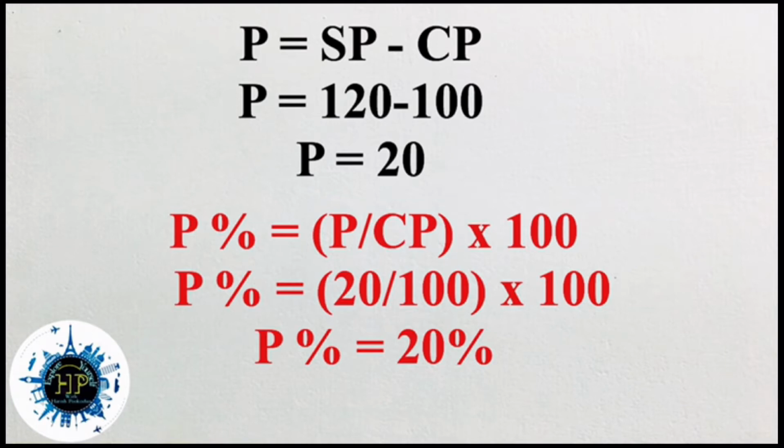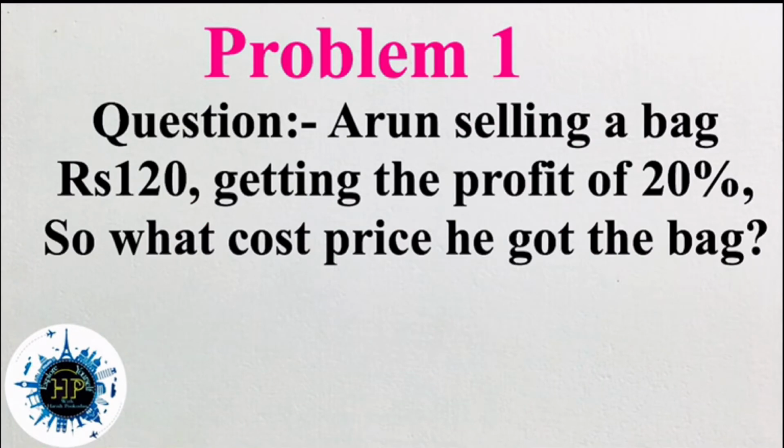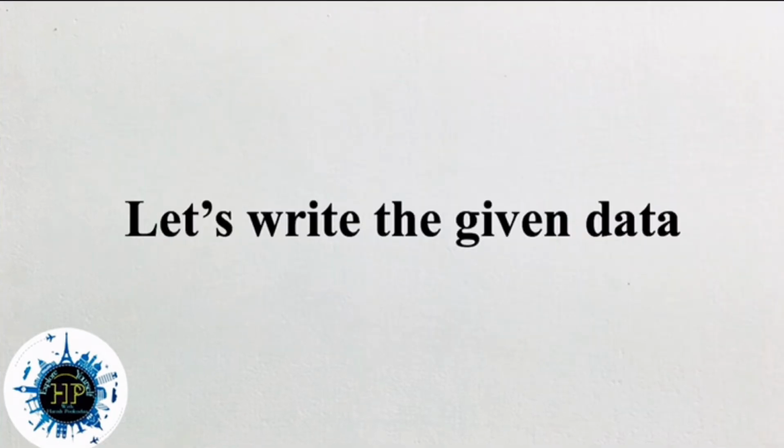Here we can see this is the problem. Problem number 1. Question: Arun is selling a bag for 120 rupees, getting a profit of 20 percent. So at what cost price did he get the bag? So the question is that Arun is selling a bag for rupees 120, and when he sells it for rupees 120, he gets 20 percent profit. What is the cost price of the bag? That's the question. Let's see how to solve it. First of all, we need to write down what things we got from the question.